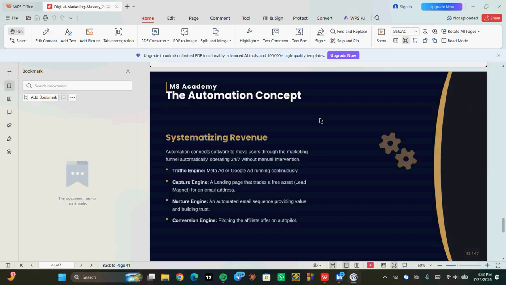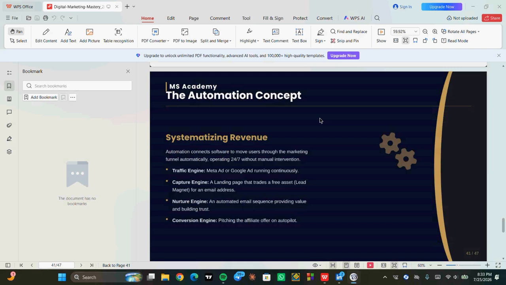When the automation does the work, you don't need to be around as an individual to guide them; automatically they get redirected to where the work needs to be done. Now, to build a fully automated revenue system, the process is broken down into four distinct engines. These four engines play a key role in building the automation concepts.